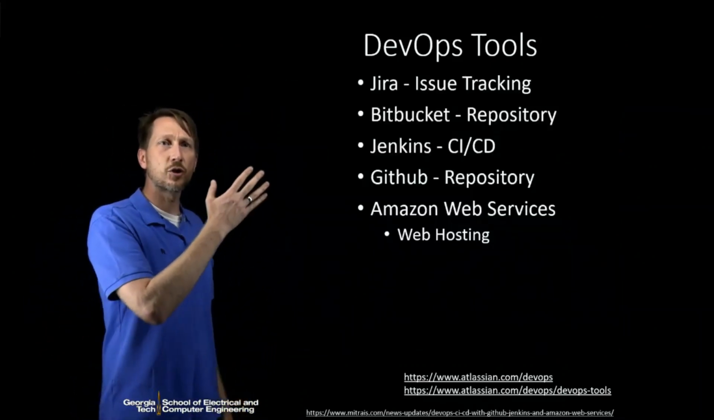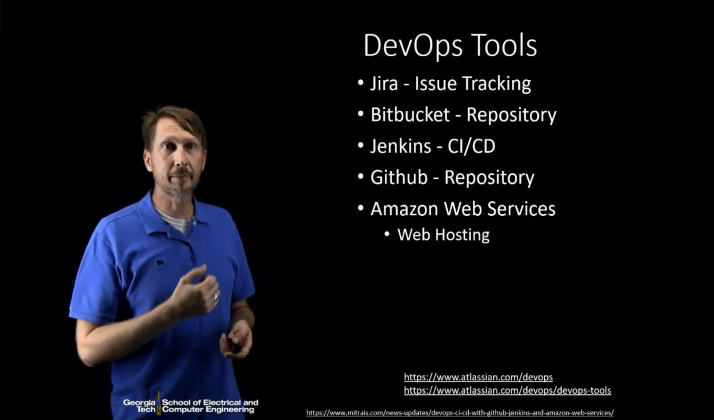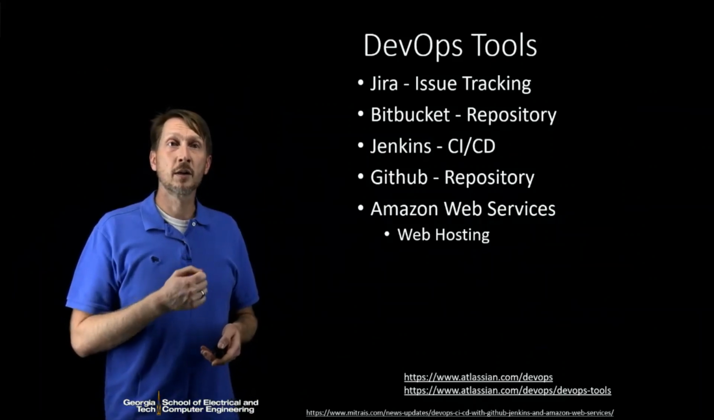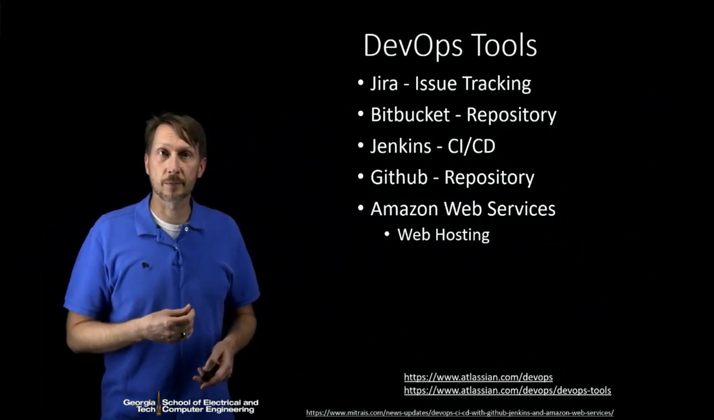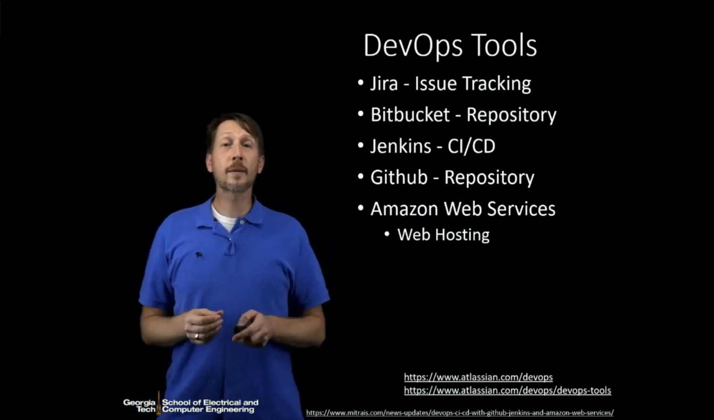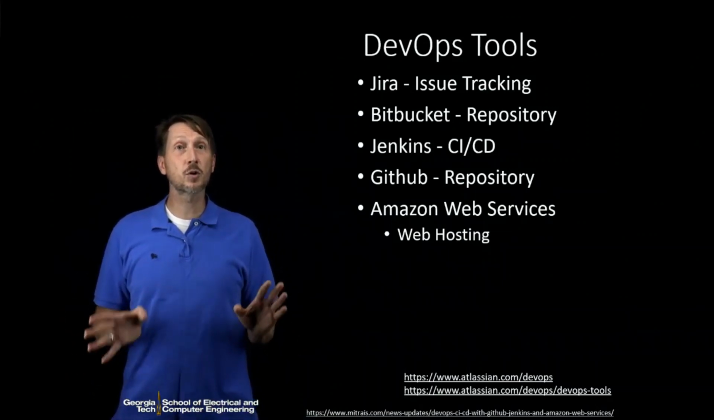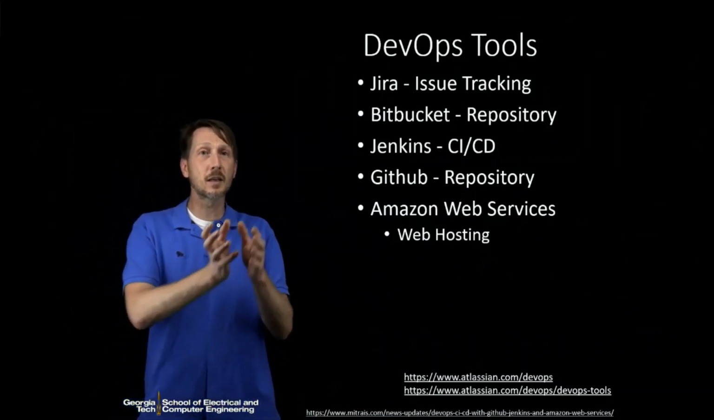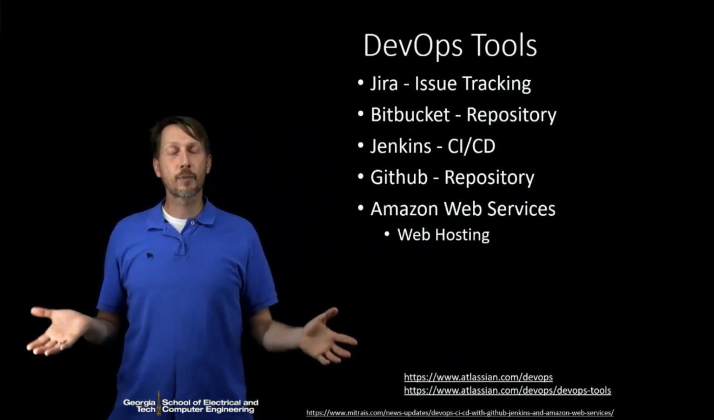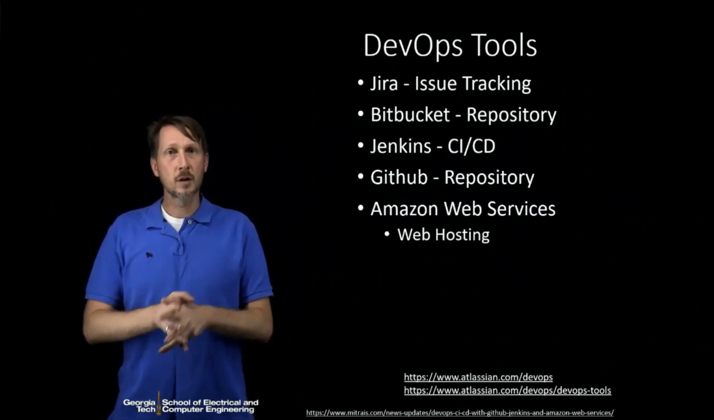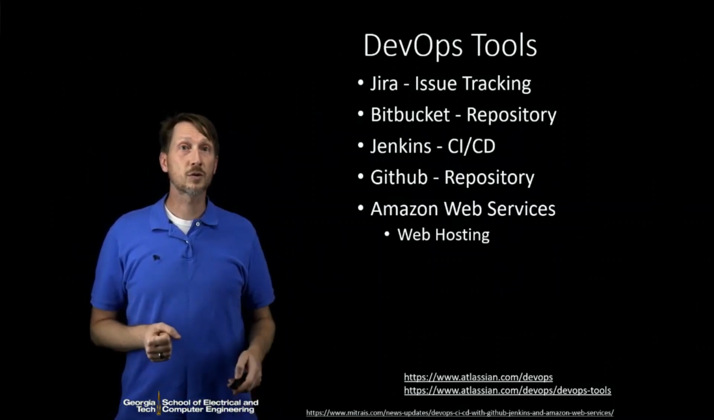DevOps tools. So you can have Jira, which is an issue tracking software. Bitbucket is one of the repositories. Jenkins helps with CI/CD. GitHub is another repository system. Amazon Web Services. These are web hosting platforms. These are just some examples of the software tools that are out there to help facilitate this process and make our lives easier and bring the software developers and the software operators together into one structure.